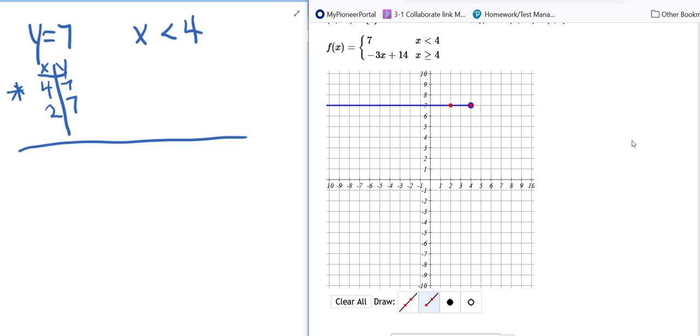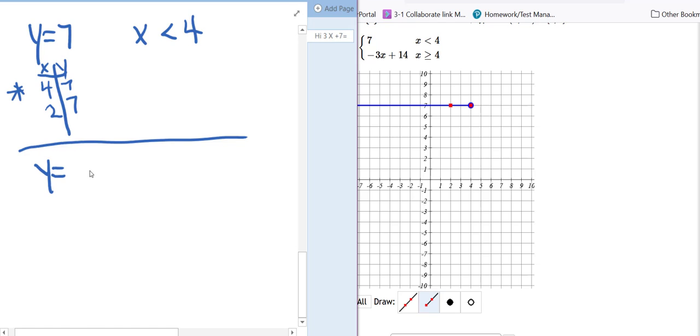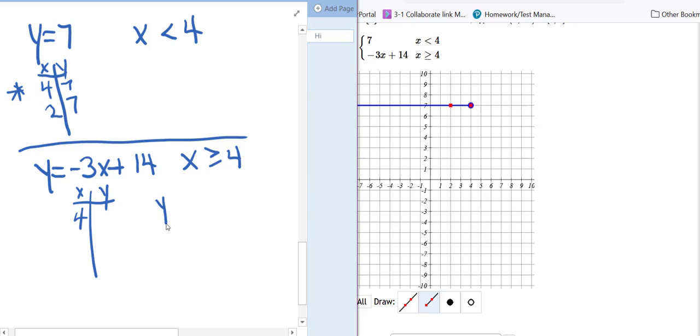Now we'll do the other one. So y equals -3x plus 14. And this one, x is greater than or equal to 4. So we'll use the 4. And it will have a closed circle. So this is y equals -3 times 4 plus 14. This is -12 plus 14 will give us 2.